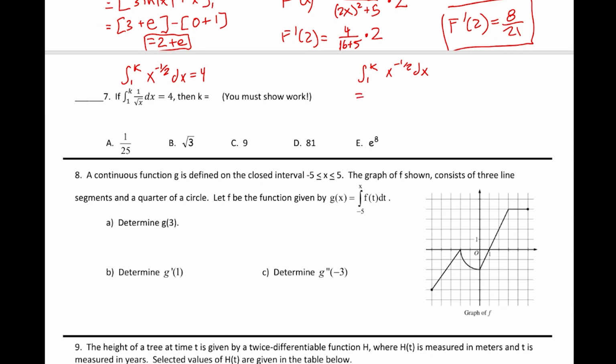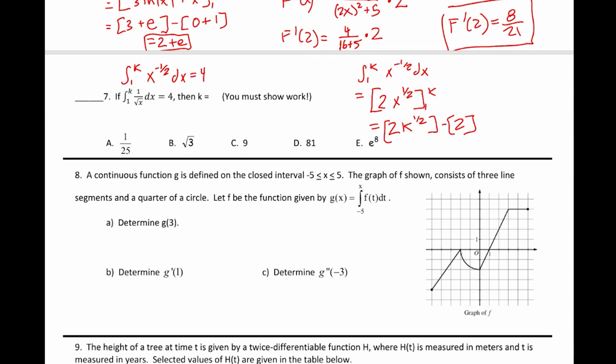And so we're going to integrate that, or find the antiderivatives of x to the negative 1/2. And that would be x to the positive 1/2. And then dividing by 1/2 is the same thing as multiplying by 2. And we're going from 1 to k. So if I substitute in k, I'm going to get 2 times k to the 1/2, which is really like the square root of k. Just keep that in mind. And then if I plug in 1, I'm going to get the square root of 1, which is 1 times 2 is 2.